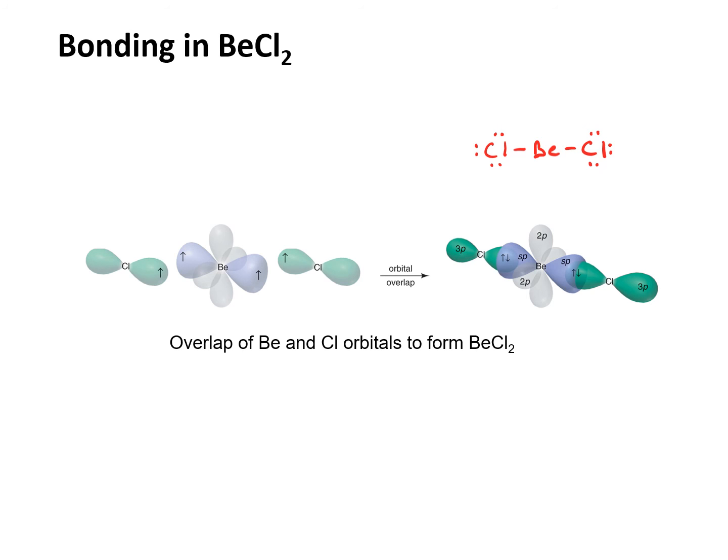This slide just illustrates the bonding in beryllium chloride, where we see that the bonds are formed between the 3p atomic orbitals on chlorine and the sp hybrid orbitals on beryllium. And the resulting compound, beryllium chloride, is shown here on the right, along with its Lewis structure.